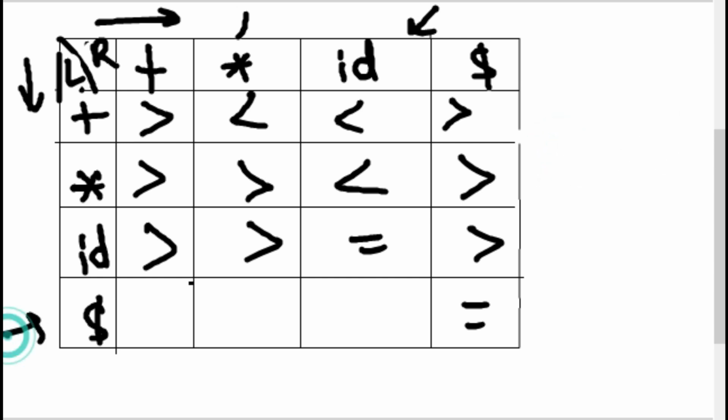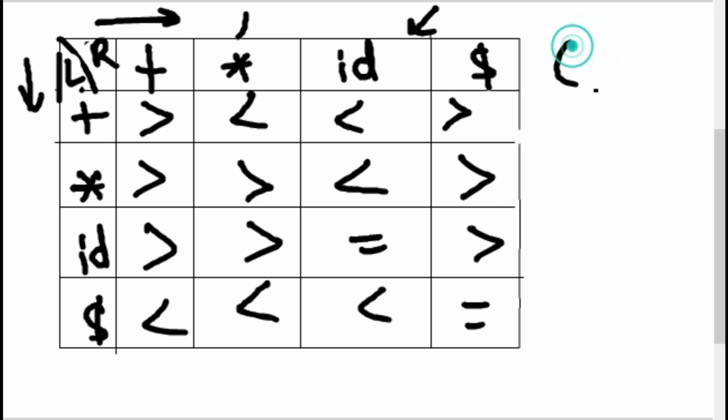Now dollar always has the lowest precedence, so it will look like this. This is how you create an operator precedence relation table. Suppose there was an open bracket, so open bracket will always have a higher priority, so it will look like this. And if there was a close bracket, it will always have a lower priority, so it will look like this.